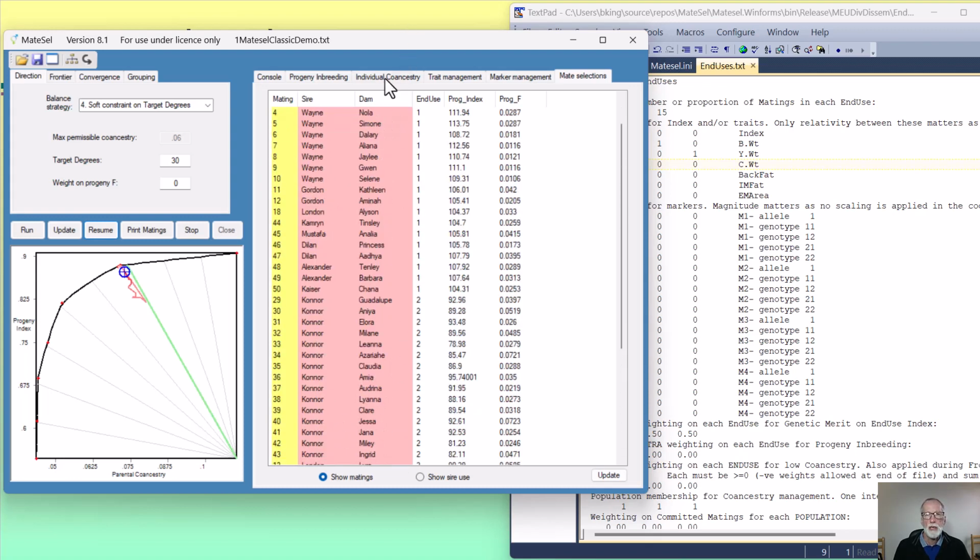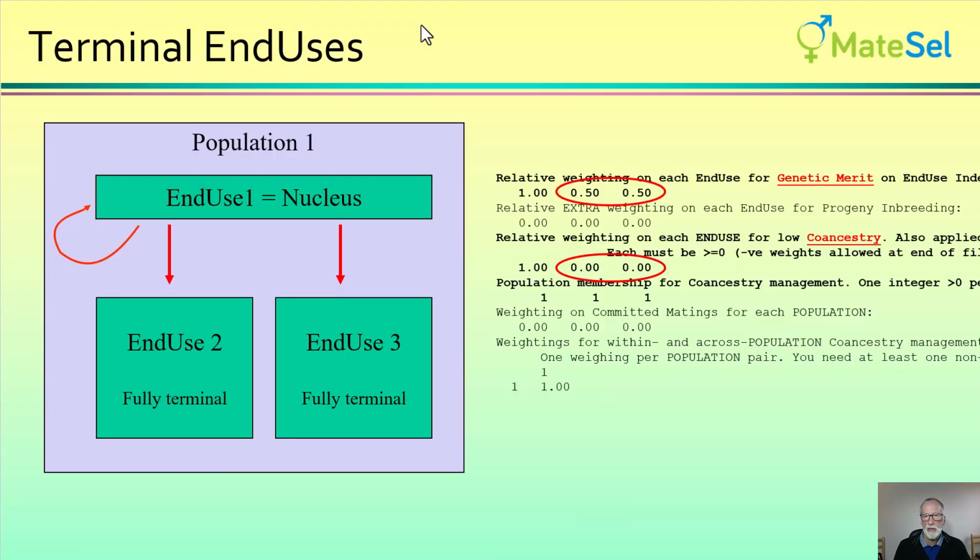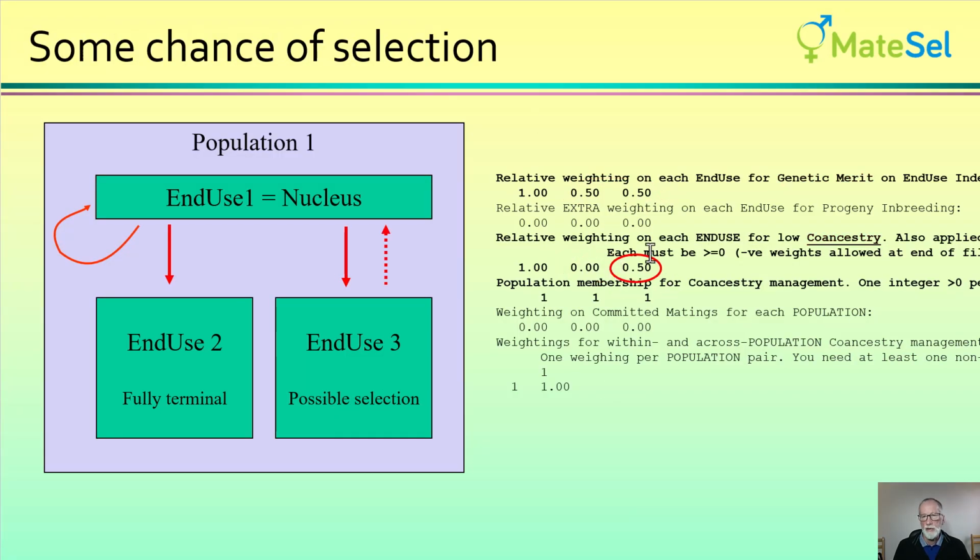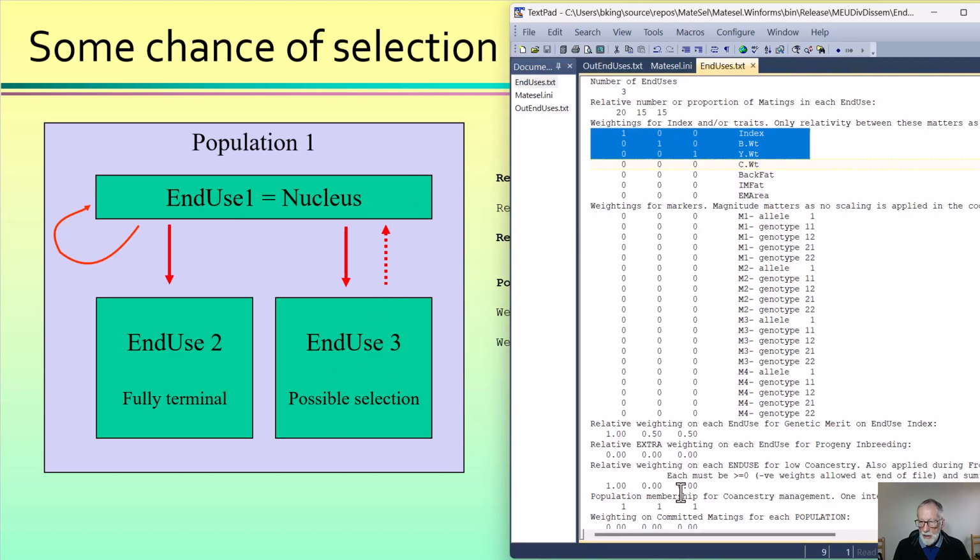So what we can do now is move to some diversity management by changing the weighting for end use 3 to take account of the fact that there's some possibility of selection from that end use back into the nucleus, so that the progeny from these matings could end up being selected into the nucleus. So we invoke that by putting a weighting on coancestry for that third end use. Let's put a half on there.